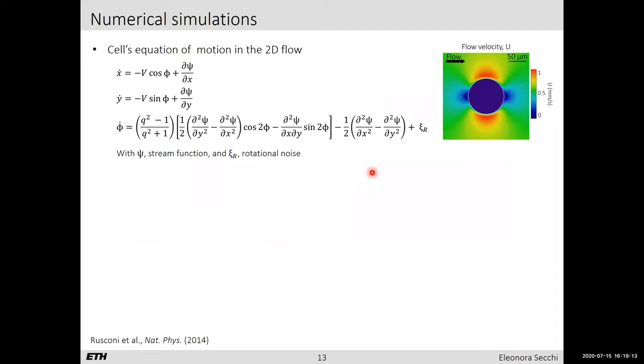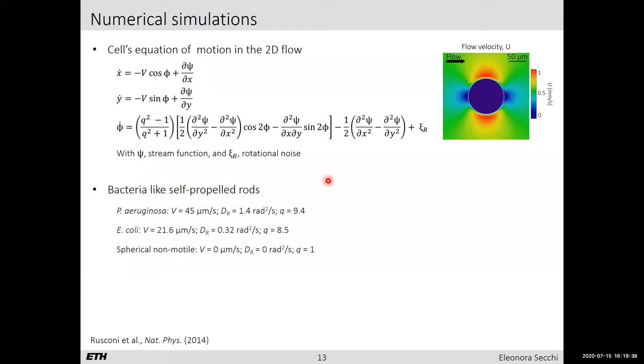So, a few details about the model. As in the work by Rusconi, we use the Langevin model of cell motility in flow. Basically, the equations are the same, but this time the flow profile is a bit more complex because we have a pillar, so the equations look a bit more complex than before. But again, bacteria are modeled as self-propelled rods, and we measured experimentally the parameters describing the bacteria. And then we consider walls as perfect absorbers, and we neglect any cell-wall interaction effect.